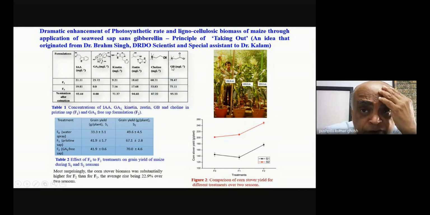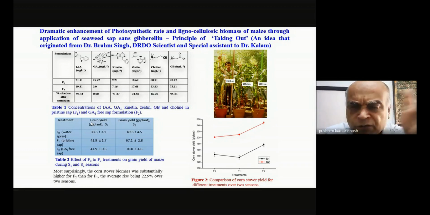And all the study was done on maize, corn. So what we found is that it did not affect the yield of the corn. We got more or less still the same kind of yield that we got with the normal sap. But when we took out the gibberellin, the biomass increased by about 25%. So we had a lot more vegetative biomass.